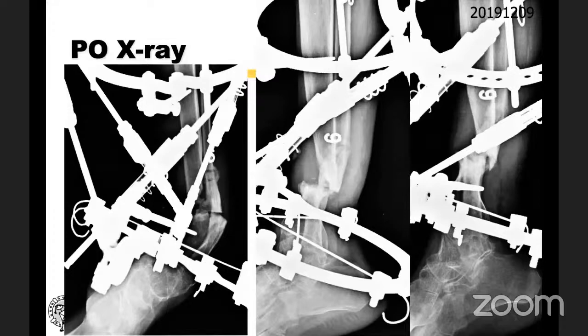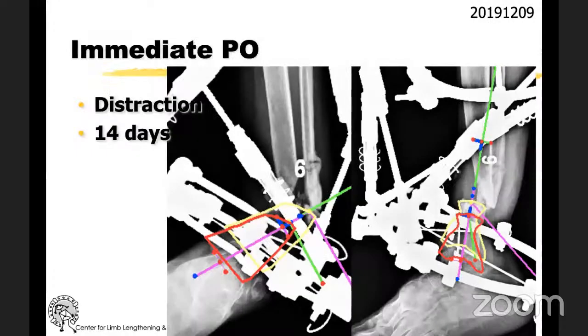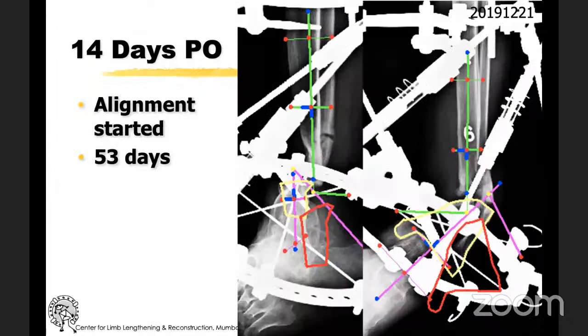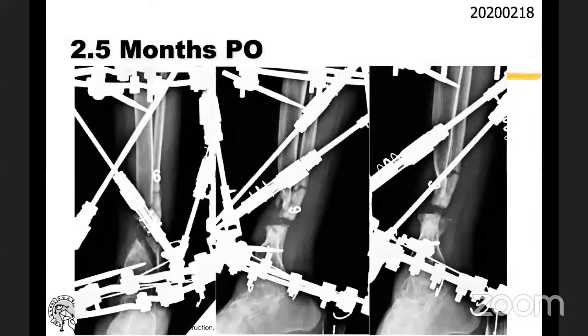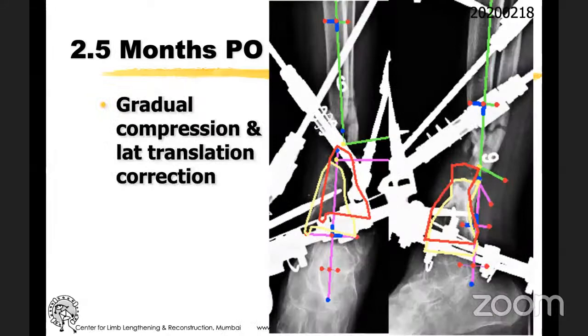This is the immediate post-op X-ray. We made a plan for distraction, as we have to distract initially to avoid clashing of fragments and to stretch soft tissues. This is at the end of distraction. Then we made a plan for alignment. Alignment correction started. This is at the end of 2.5 months. Then we started gradual compression and lateral translation correction.